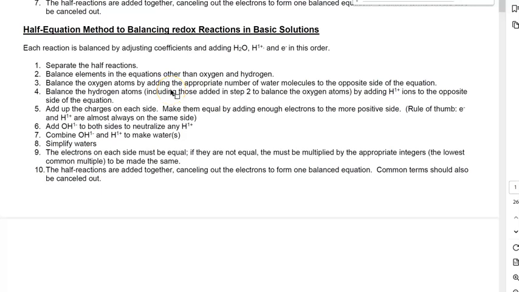Now we're going to go over balancing redox reactions using the half-reaction method in a basic solution. So here are the 10 detailed steps. Remember, on the left-hand side of your worksheet, you have the shortened version of these 10 steps. These 10 steps are super similar to doing an acidic solution, with a change that occurs at step 6. Steps 6, 7, and 8 are a little bit different, and then we get back into the same. So let's go through that.